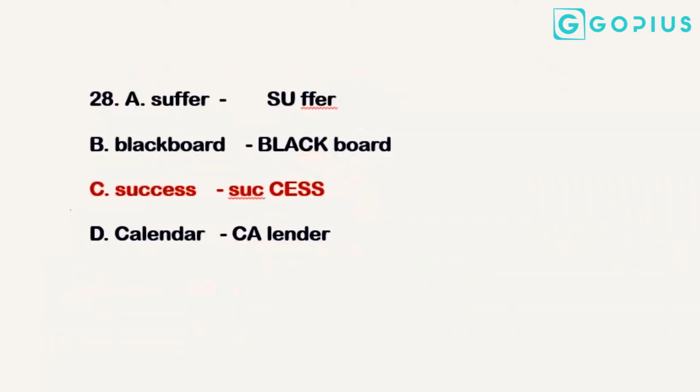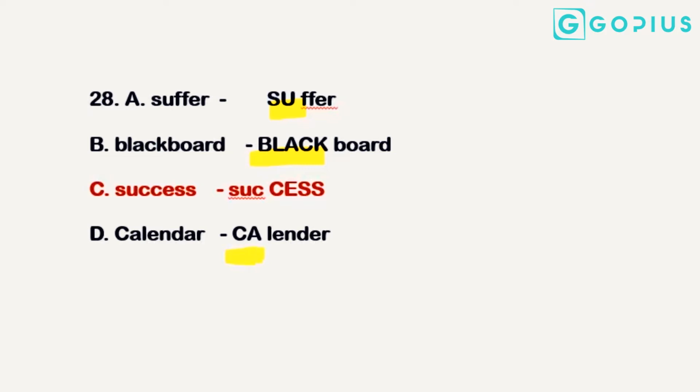So the next question: we have suffer, blackboard, success, and calendar. For each of these words, the stress is on the first syllable. Blackboard is a compound noun. Suffer is a verb, and calendar is also a noun, with the stress coming on the first syllable. And this is success.